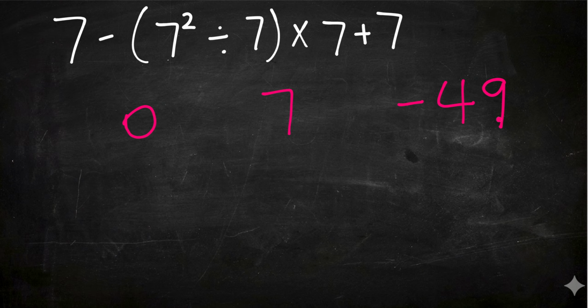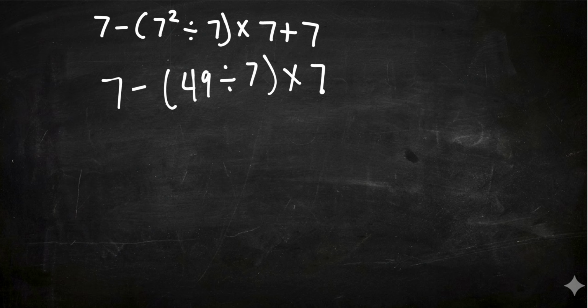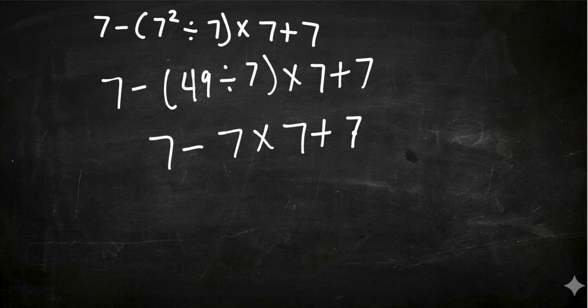Today, I'm going to show you exactly why these answers are wrong and how to get the correct answer every single time by using the proper order of operation. Most people actually start off strong. They look inside the parentheses to solve 7 squared, which is 49. Then they divide by 7, which is 7. But once they get to this point, this is where a lot of people start making mistakes.